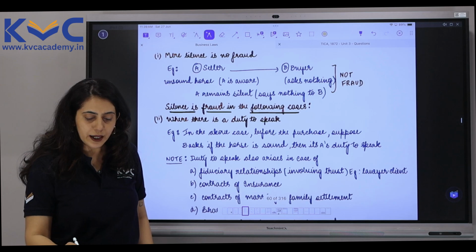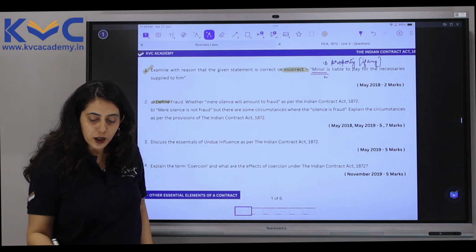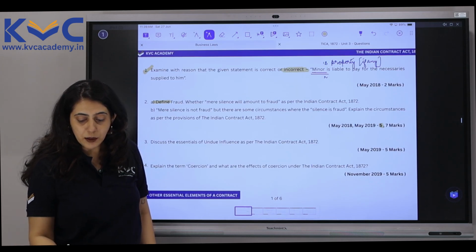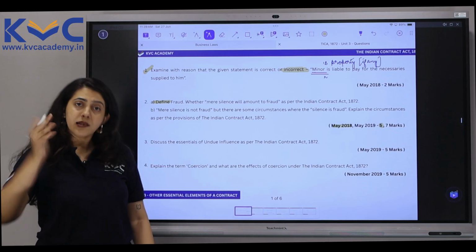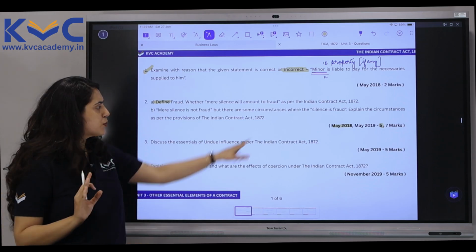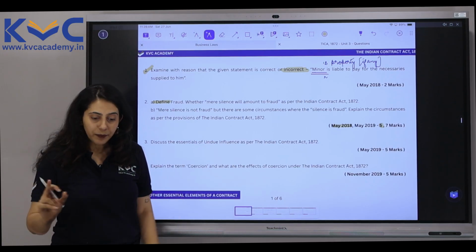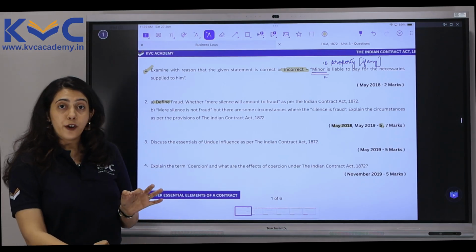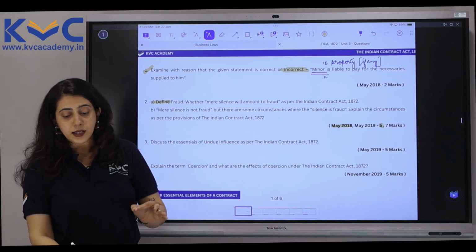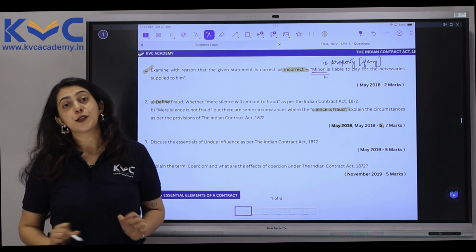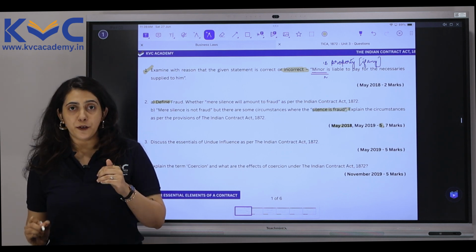So since this is a direct question, it should not be difficult. It was given for 5 marks in May 2018. Then there's a similar question on those lines itself, which was asked in May 2019. Since it is similar, I've kept it under the same question. Mere silence is not fraud, but there are some circumstances where silence is fraud. So I told you the second part of this.